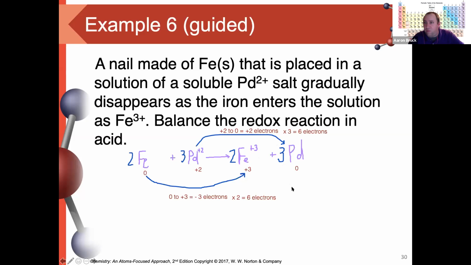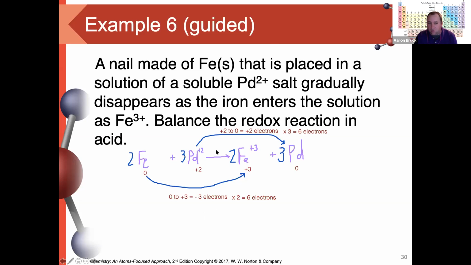And so from this standpoint, I've now balanced. My irons are balanced. I've got 2 on each side. My palladiums are balanced. I've got 3 on each side. And because of this calculation, I now know that I have an equal number of electrons leaving the iron as being taken in by the palladium. Now it's just a matter of determining total charge.